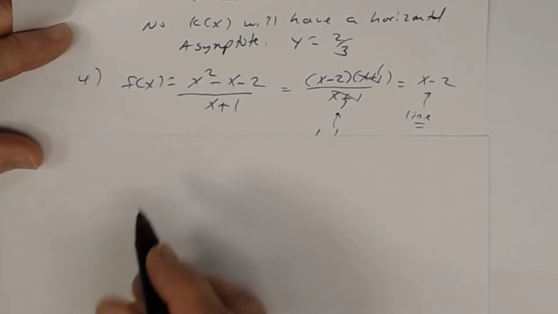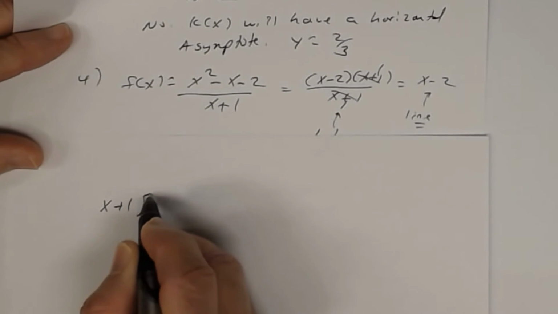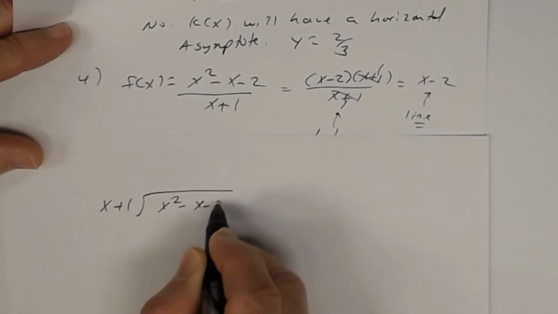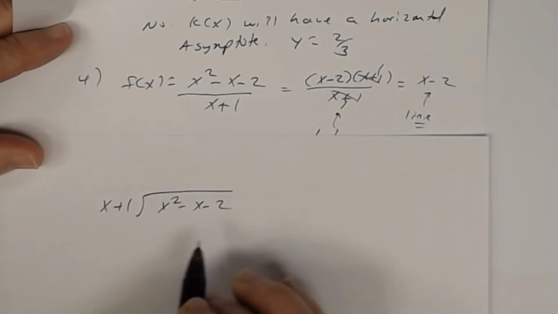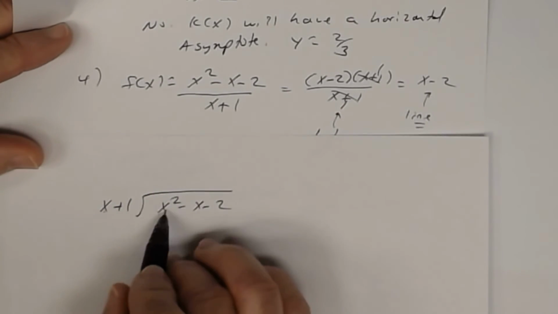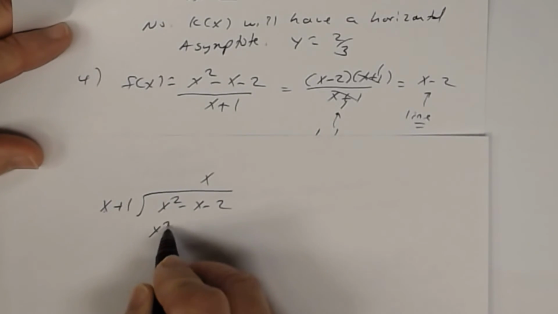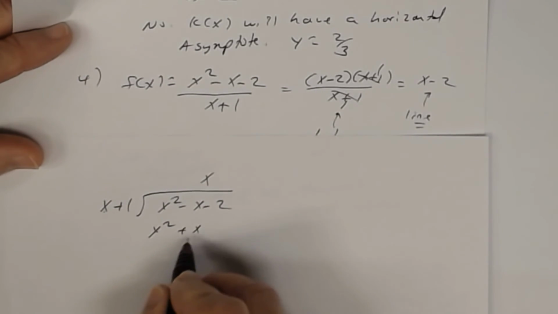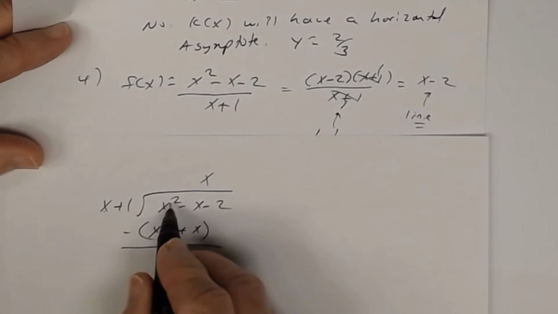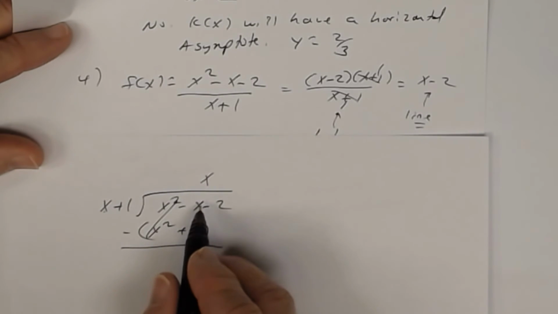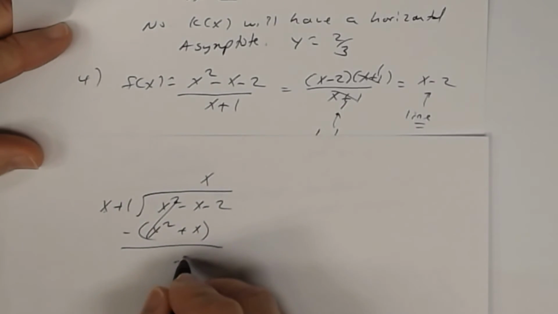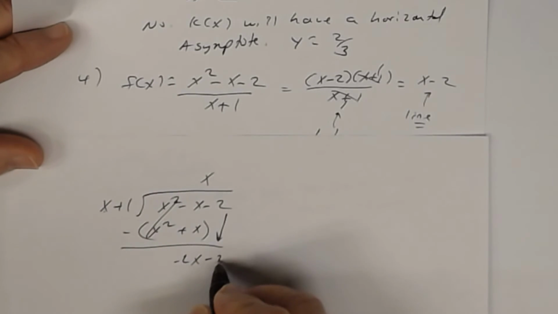So if I do the long division, let's see what happens. x plus 1 divided into x squared minus x minus 2. There are no missing terms. x into x squared is x. x times x is x squared. x times 1 is x. I subtract. x squared minus x squared, 0. A negative x minus x is a negative 2x. Bring down the negative 2.